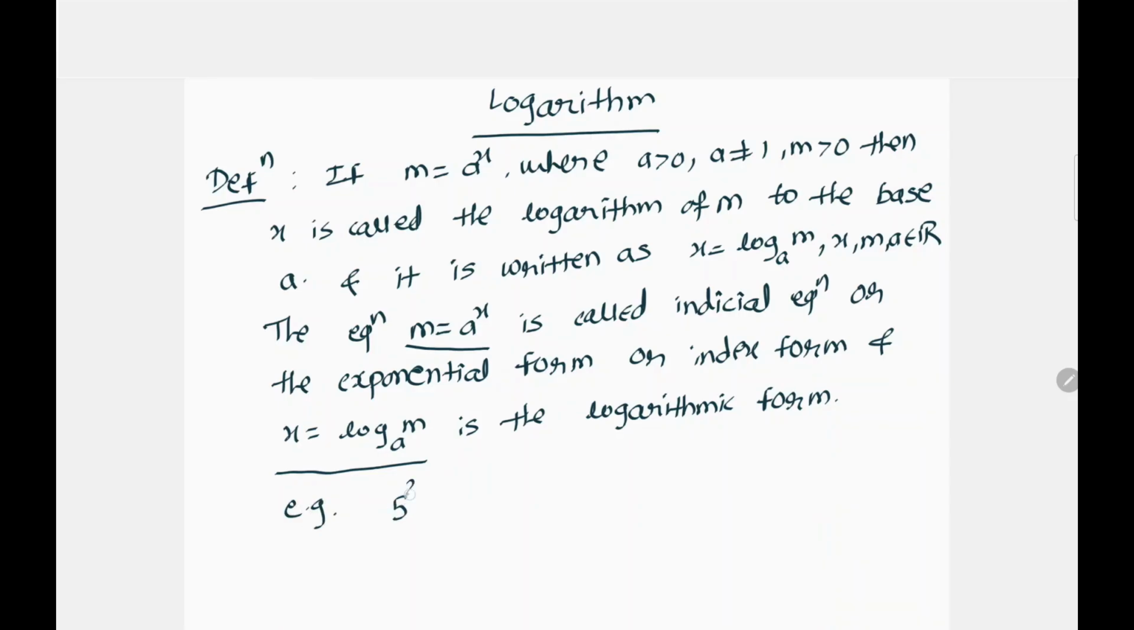Some examples. 5 square is equal to 25. This is the exponential form. So the logarithmic form of this is log 25 to the base 5 is equal to 2. It means this power will be on your right hand side, this value is nothing but your x and log 25, and the one whose power it is becomes the base. See another example. 9 raised to half is equal to 3. It means log 3 to the base 9 is equal to half. Okay.